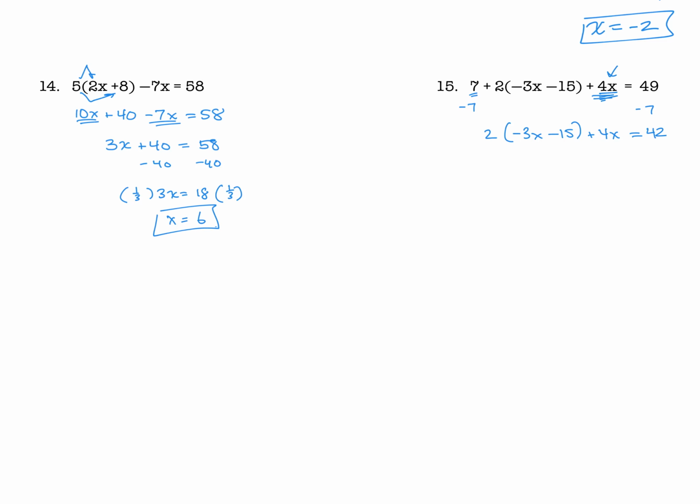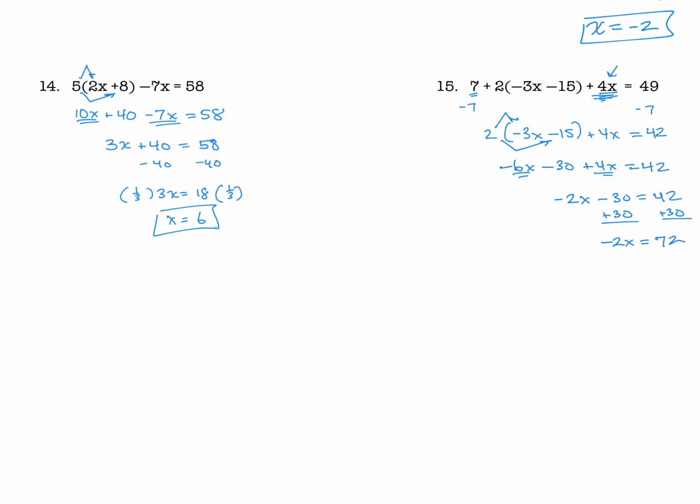So here we go. Now I go ahead and do my distributive property. 2 times the negative 3 makes a negative 6x. 2 times the negative 15 makes a negative 30, plus 4x is equivalent to 42. And then from here, I'm just going to combine like terms first. So I get my negative 2x, because negative 6 and a positive 4 makes negative 2, minus 30 equals 42. And now again, I'm back to the first part of the series that I talked about, which is the 2-step equations. So now I'm going to add 30, because the inverse operation tells me to add the opposite. So I get plus 30. And now I'm left with negative 2x is equivalent to 72.